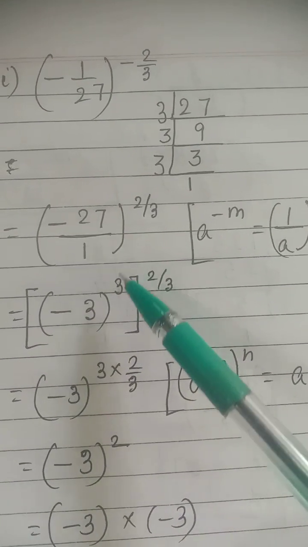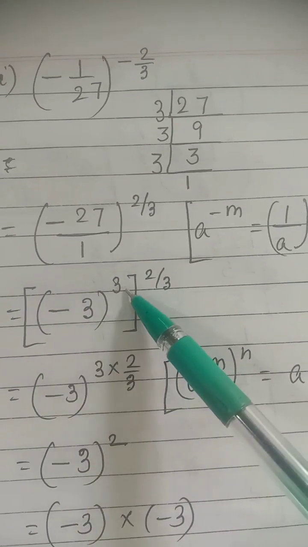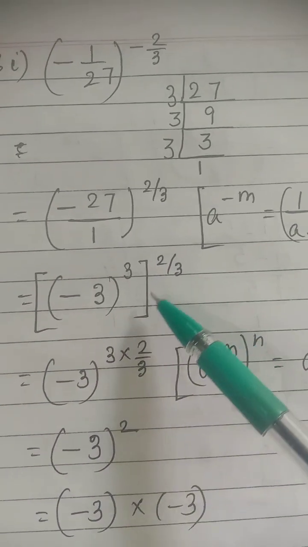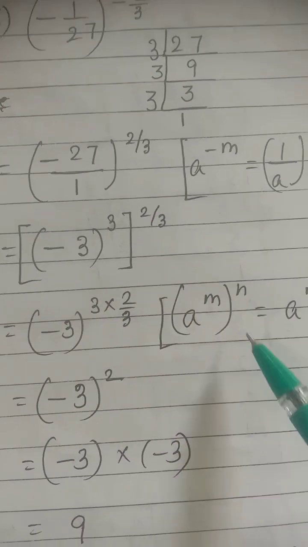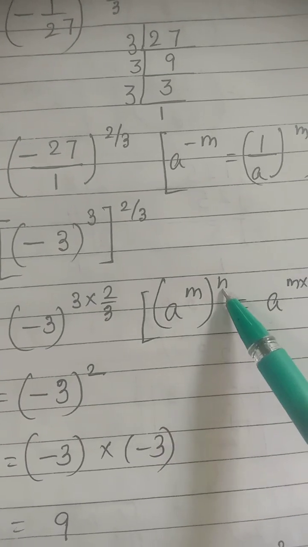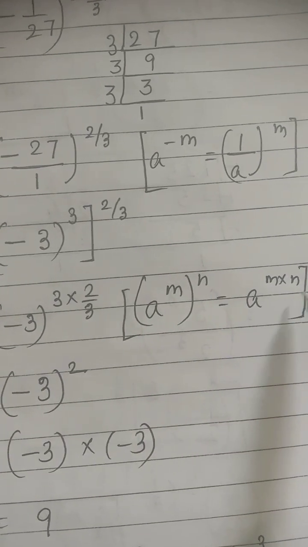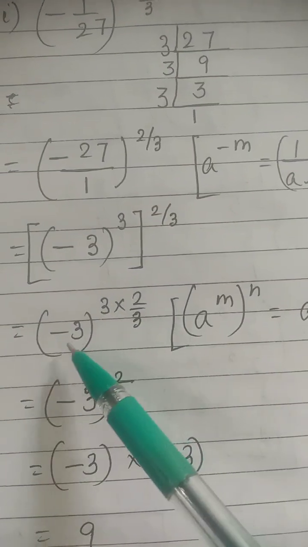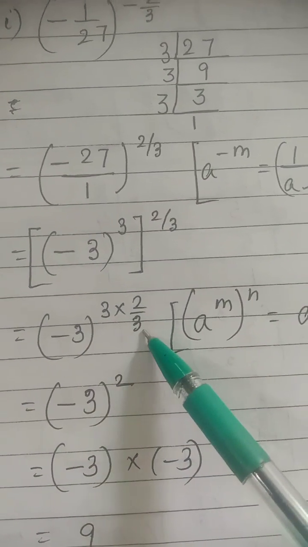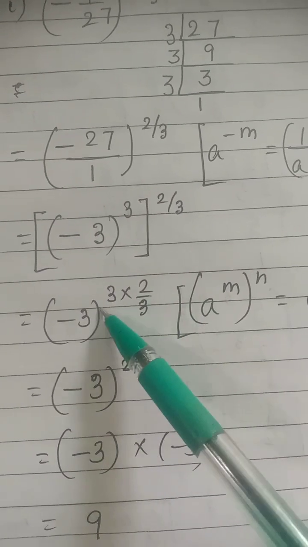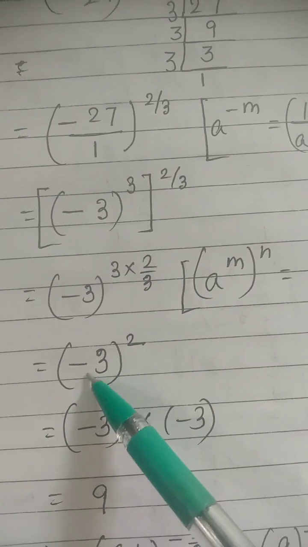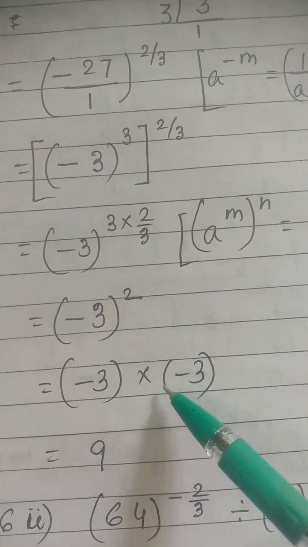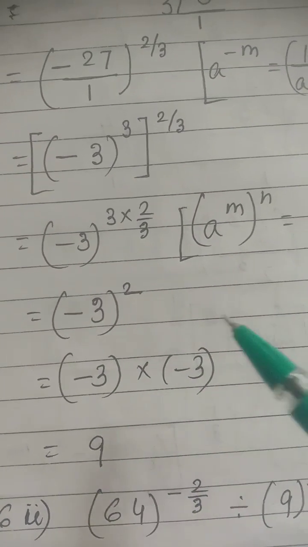Now -27 can be written as (-3)'s cube, and whole to the power 2/3. Now there is a law again: (a to the power m) whole to the power n is equal to a to the power m into n. So we can just multiply the powers. So (-3) to the power 3 into 2/3. Now this 3 and this 3 will be cancelled. So it will come (-3) square, and (-3) square means (-3) into (-3), that equals 9.